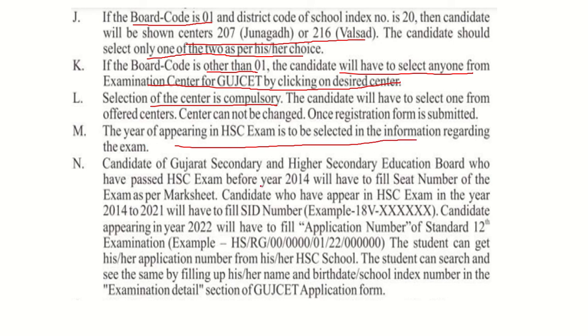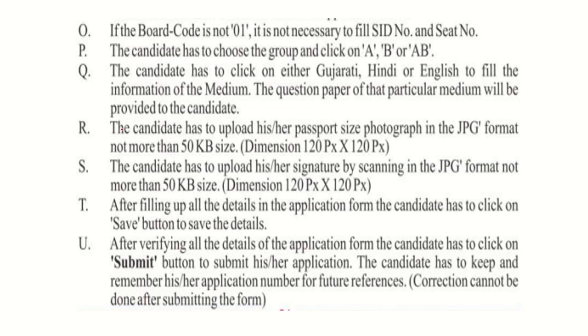Okay, now if a candidate who has qualified the HSC exam before 2014 will have to fill the seat number. So this is an important detail. If you have qualified your higher secondary examination before 2014, you have to fill the seat number, and candidates who have appeared in the HSC exam in the year from 2014 to 2021 will have to fill the SID number. Okay, so make sure you do not have any confusion regarding this seat number and SID number. Now let us move on to the next point.